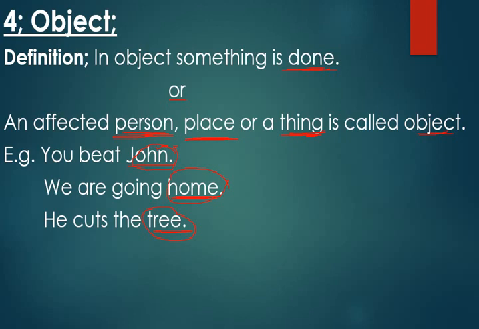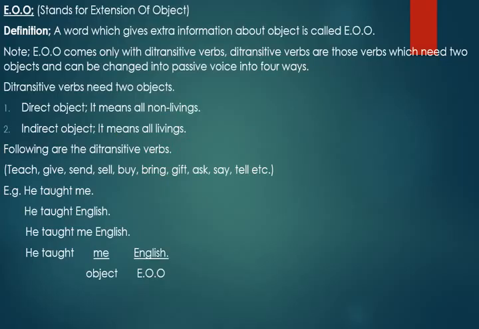Hope you got the object. But if you remember, we discussed EOS. Now we will be discussing EOO in the next slide. What do we mean by EOO? Keep in your mind, EOO stands for extension of object. E means extension, O means of, and O means object. The definition of extension of object is a word which gives extra information about your object is called EOO.